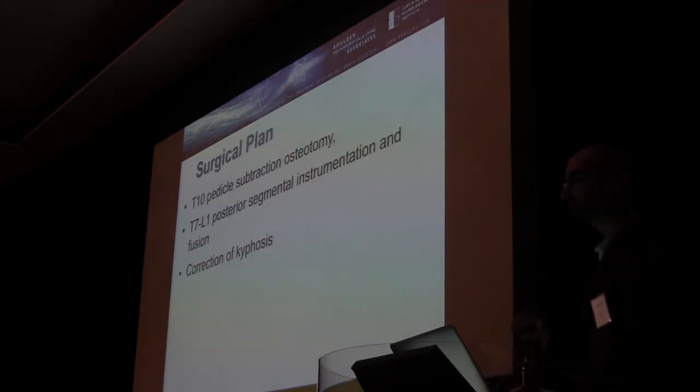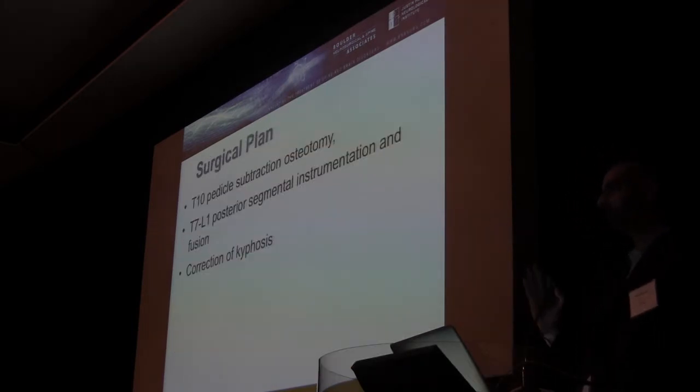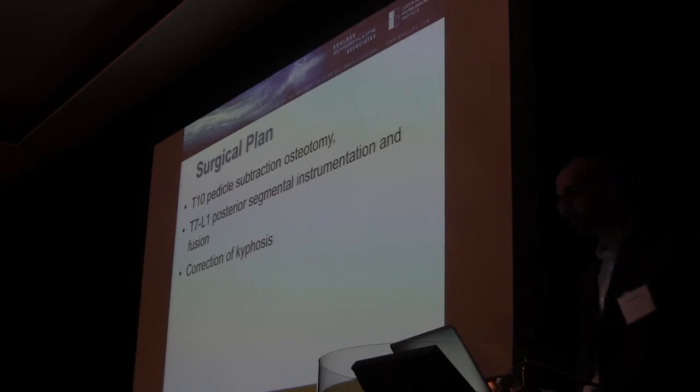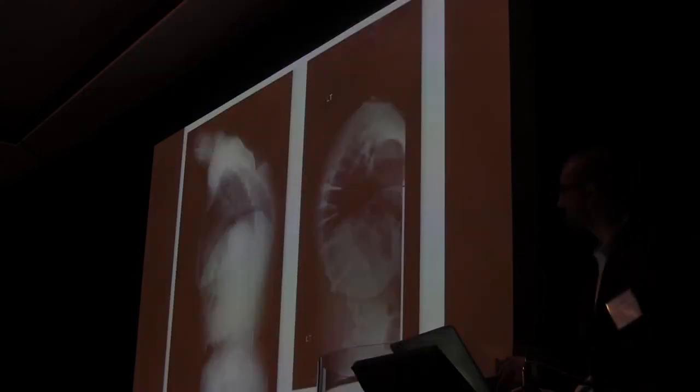So we did a subtraction osteotomy from the back and pulled her back, so shortened up the back, and then fused her and corrected some of her kyphosis. So this is what she looked like preoperatively, and this is what she looks like postoperatively.